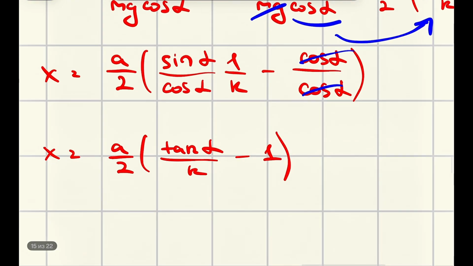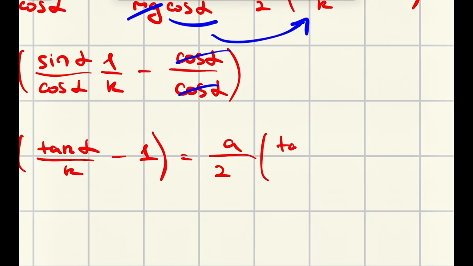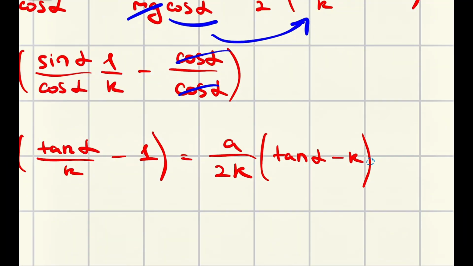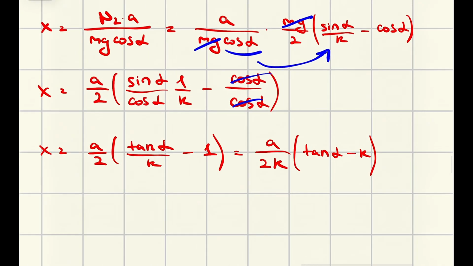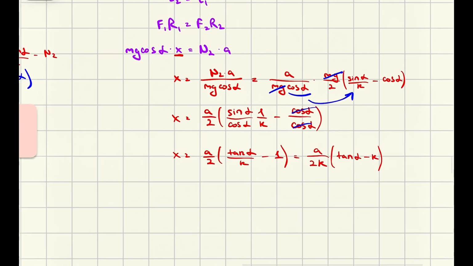If we just give that meaning, this would be a divided by 2, and also this thing inside would be tangent alpha minus K. In totality, this had to be K in here, but I can move this thing out, put it here, and then I can just move this thing a little bit here. And that would be our final answer: a divided by 2K, and in the brackets tangent alpha minus K. That would be our answer for x.